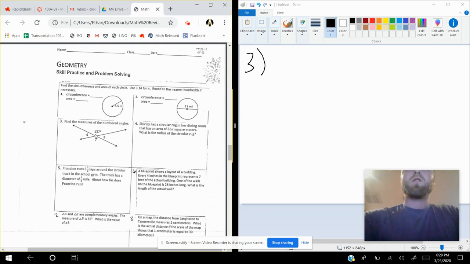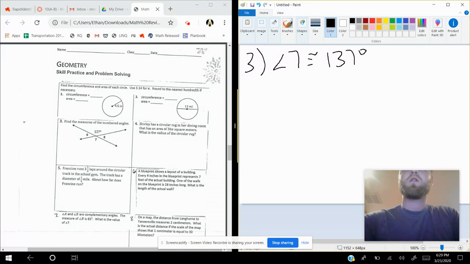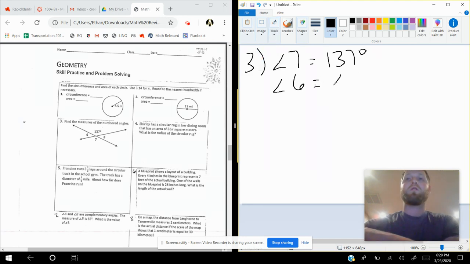So angle 7 is congruent to 137 degrees. Angle 6 is congruent. I'll tell you what, I'm just going to put that equal sign there because they're just equal. That's all congruent is, just being equal. Okay, so angle 6 and angle 8 are equal together, but we have to do some math here. It's not as simple as that. So we know what angle 7 is. Angle 7 is 137 degrees, as you see up here.